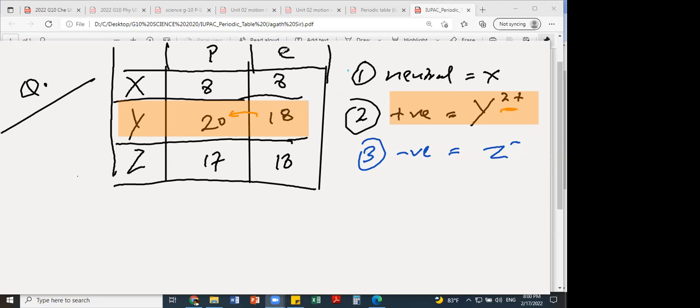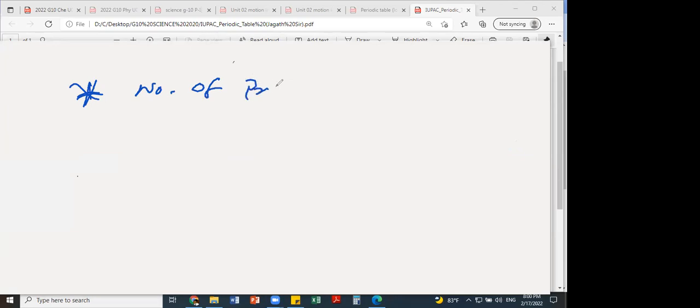Remember, can you all please write in your writing book: proton number is unique for a given element. The number of protons is a unique characteristic of a given element. The number of protons, or proton number, is unique.